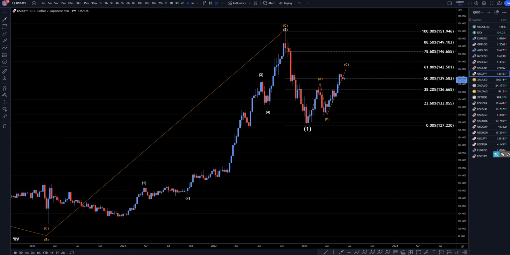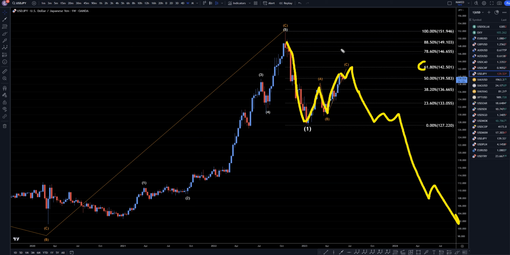On the weekly time frame, I am definitely still looking at this move down as a 1. I'm still looking at this move up as possibly being an ABC of 2. Now, the yen really does look like it needs to go up more, so I still think there is a possibility that it could go up to like the 61.8 before it ends up turning down and continuing the downtrend, ending a wave 2 and making a wave 3.